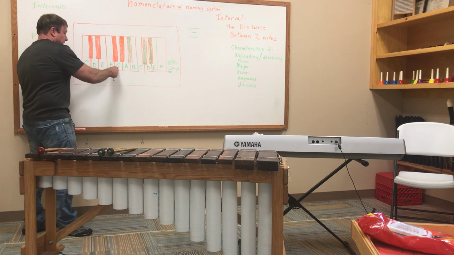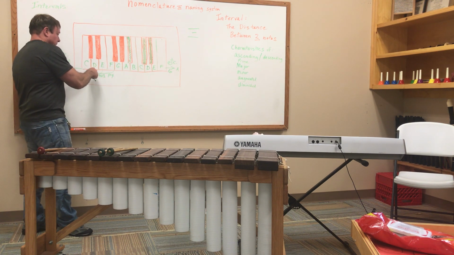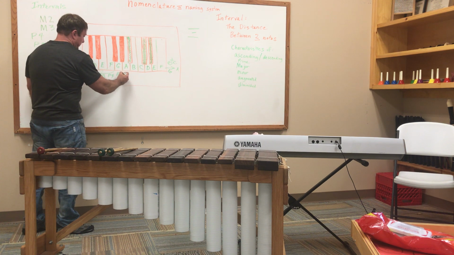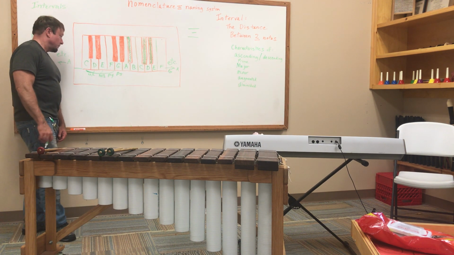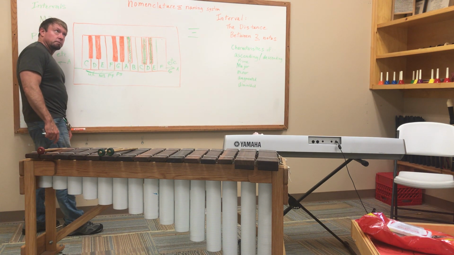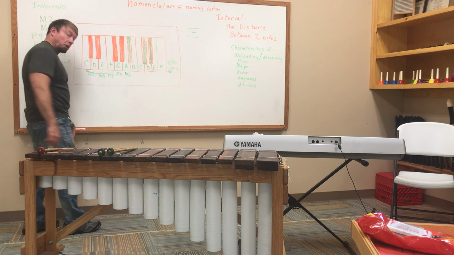Let's go from C to G. What's that interval? 1, 2, 3, 4, 5. Perfect fifth. Perfect fifth. Let's go from C to A. What's that interval? Not perfect. Major. Good, good, good. Major sixth.